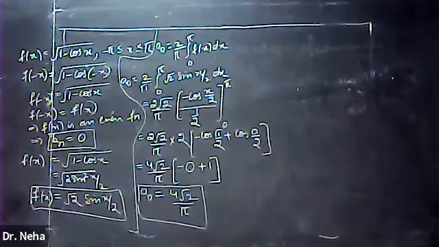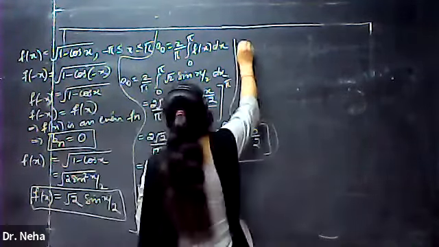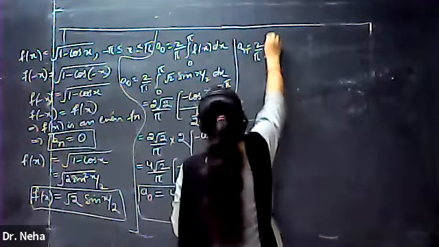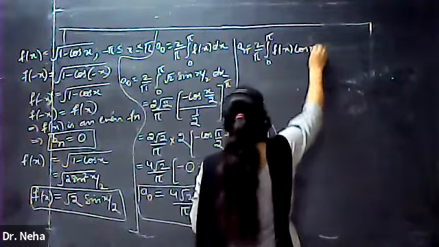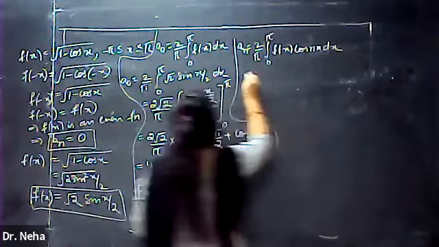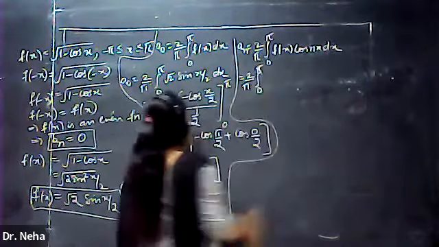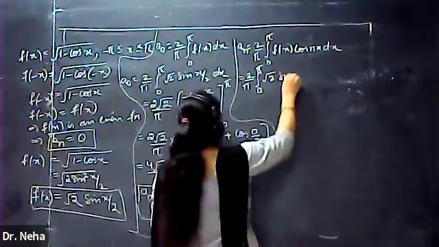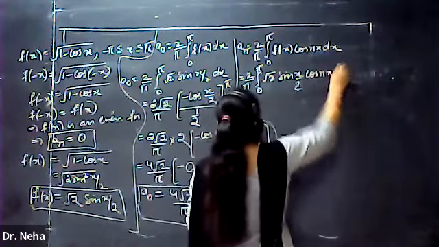In the same way, we will find an. Next, we need to find the value of an. Again, since the function is even, it will become 2 by pi, integral 0 to pi, f(x) into cos nx dx. Let's substitute the value of the function: 2 by pi, 0 to pi. What is f(x)? Square root of 2 sine x by 2 into cos nx dx.